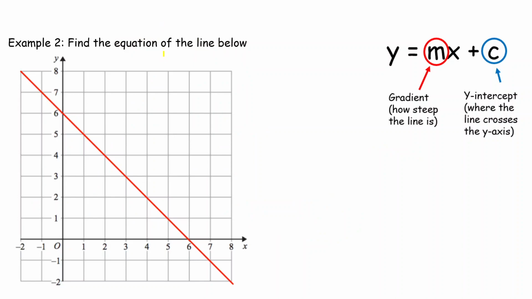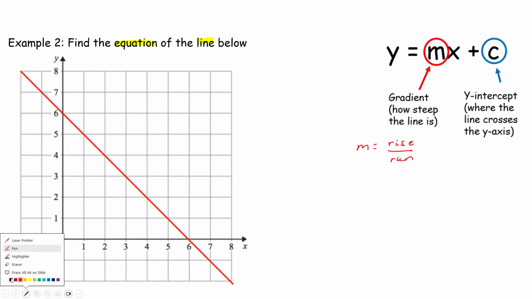Example 2, same kind of question, find the equation of this line. Again, it is a line, so it's got to be in the form y is equal to mx plus c. That is really important. We've got to find 2 parts here: m, the gradient, and c, the y-intercept. Again, what is gradient? How steep your line is, good, but also how do we get it? Gradient is your rise over the run, so the change in y-coordinates over the change in x-coordinates.